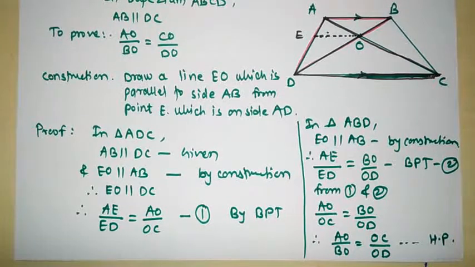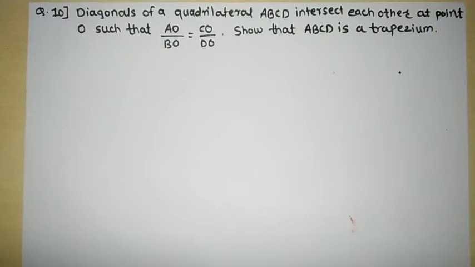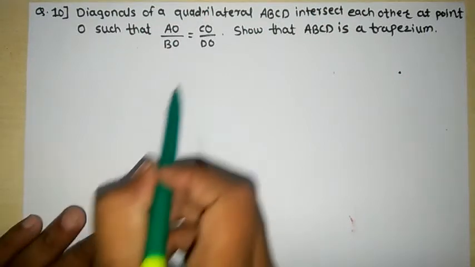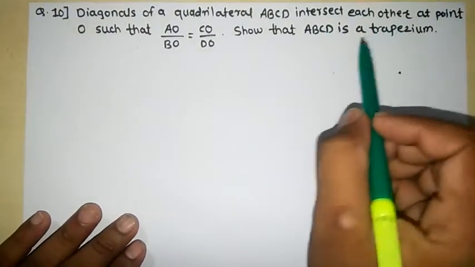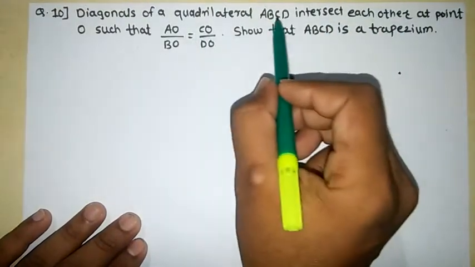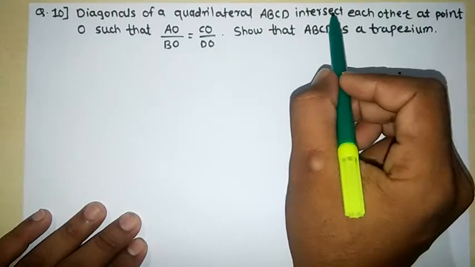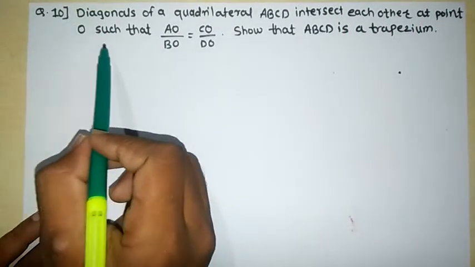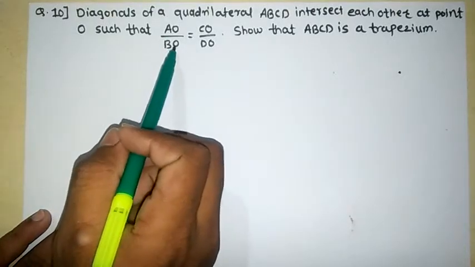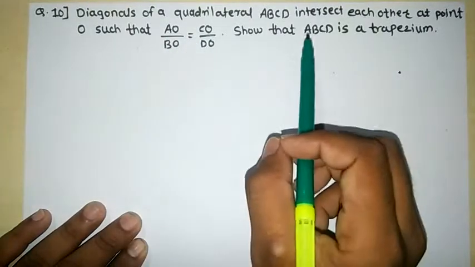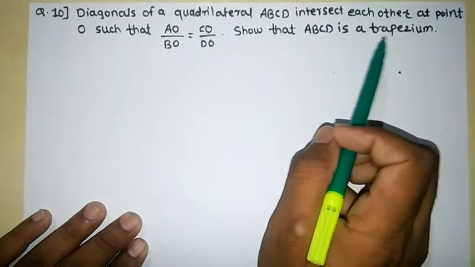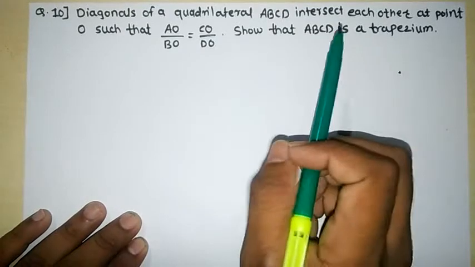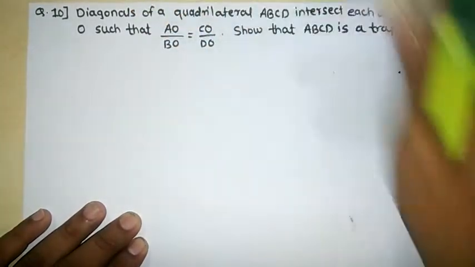Write down this. Now we will see question number 10. See, in question number 10, what is given? Diagonals of a quadrilateral ABCD intersect each other at a point O, such that AO divided by BO is equal to CO divided by DO. Show that ABCD is a trapezium. Here we have to show that ABCD is a trapezium. See, first I will draw the trapezium.